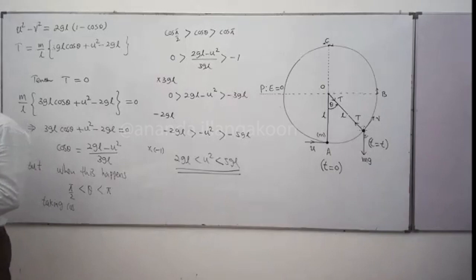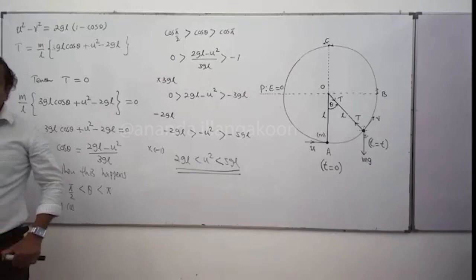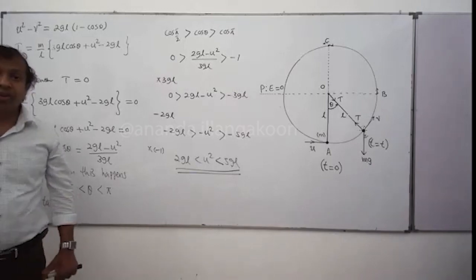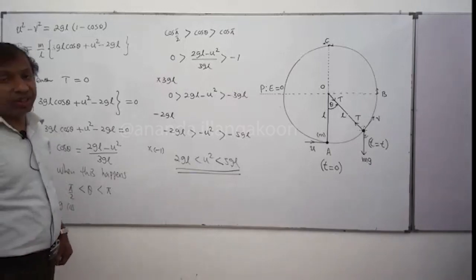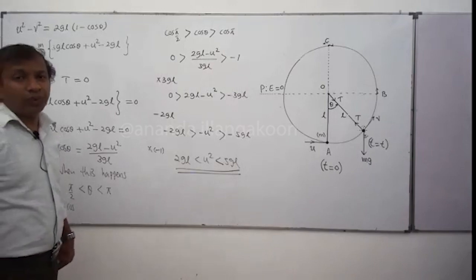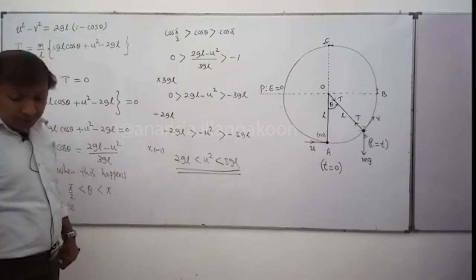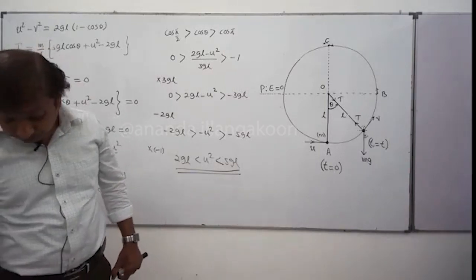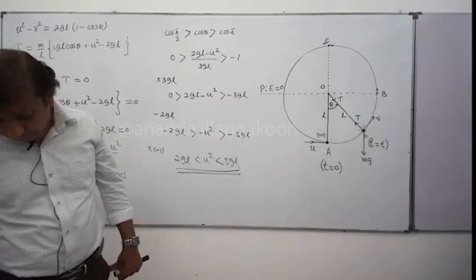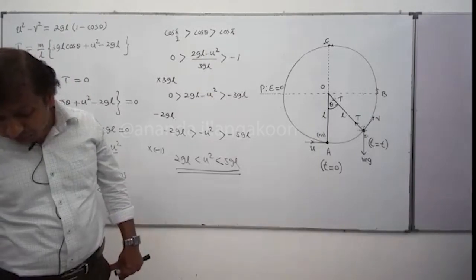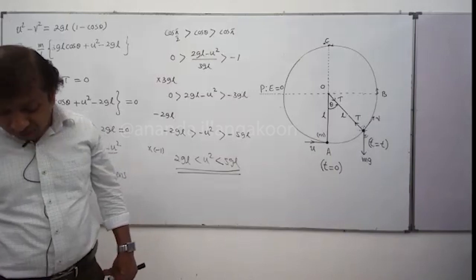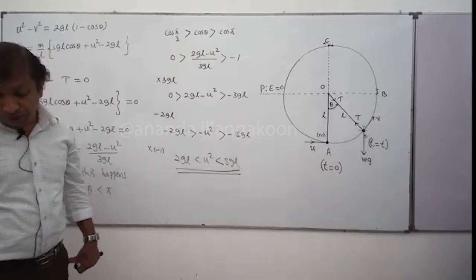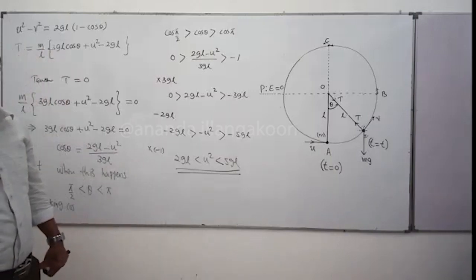Right. Next part. People, after leaving the circle, it is not necessary to say it is moving under gravity. It is anyhow moving under gravity, no? As a projectile motion. Then this is the condition, right? Another one is asking like this. Show also that if u squared is greater than 5gl, the particle moves in a complete circle.